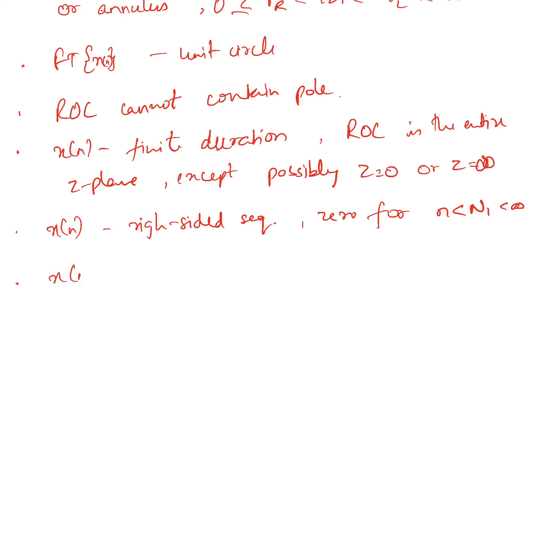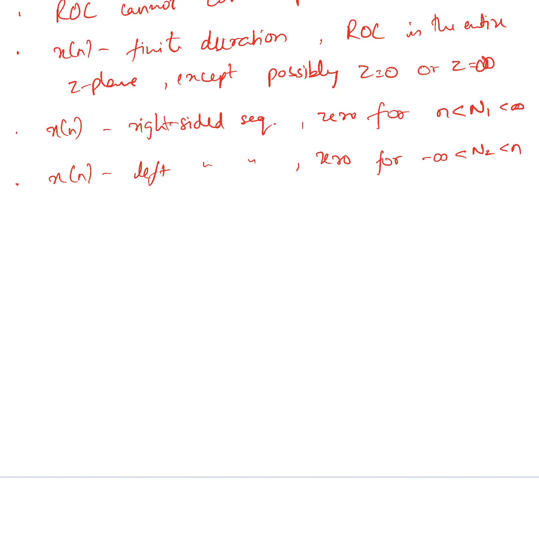Okay. Now if x[n] is a left sided sequence, meaning that you have a sequence that is 0 for n greater than some n2, in that case your ROC extends inward from the innermost non-zero pole in X(z) to and possibly including z equal to 0. Okay, we shall see the graphical description of this property a bit later.